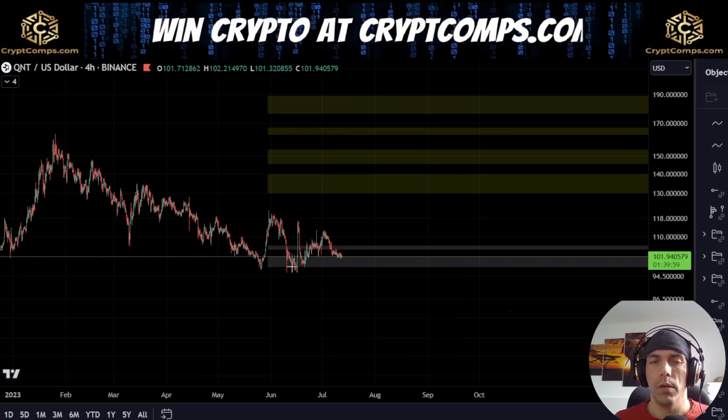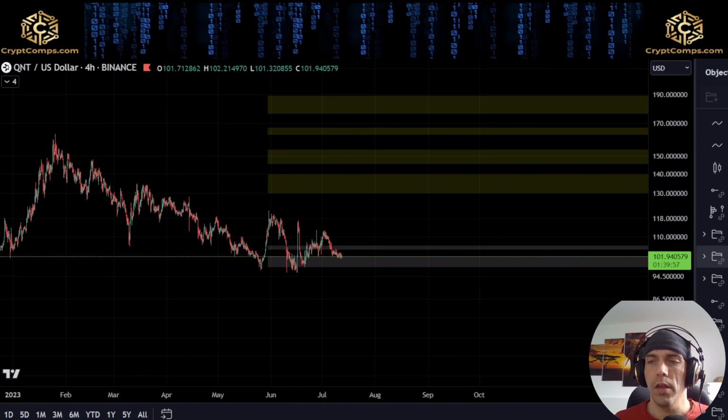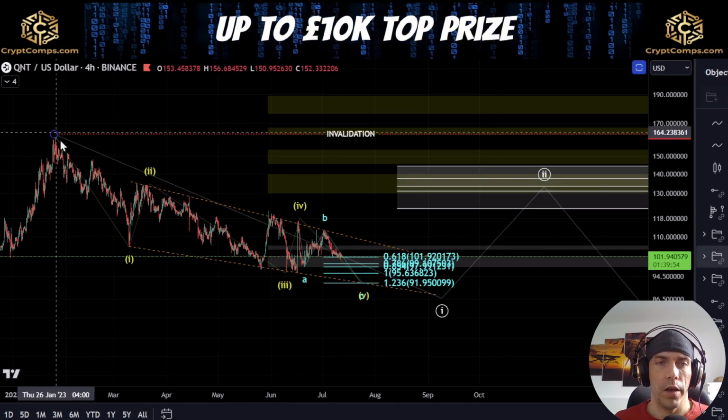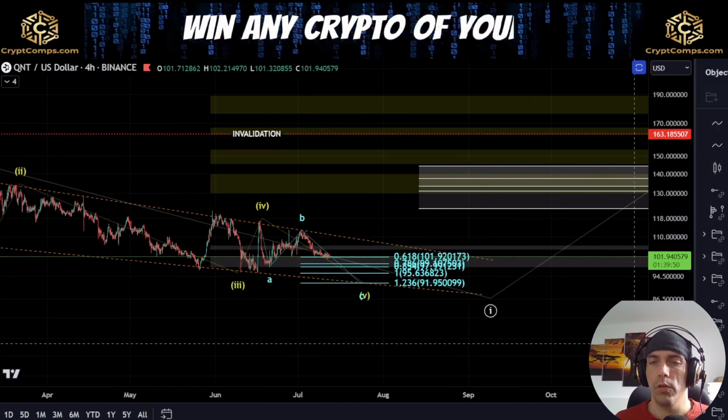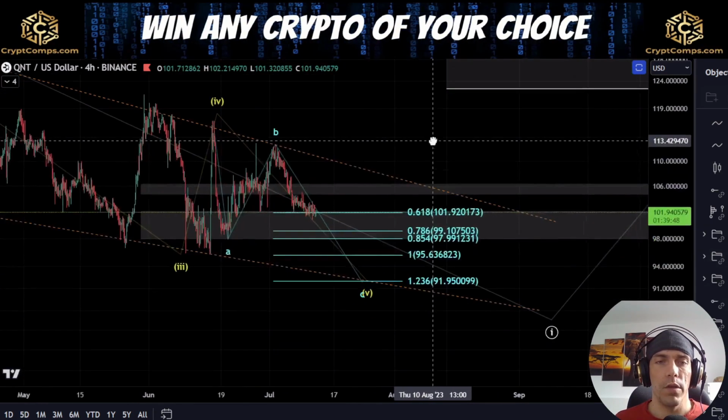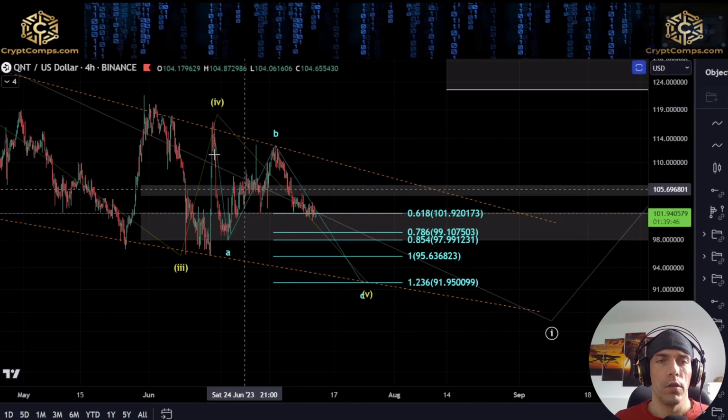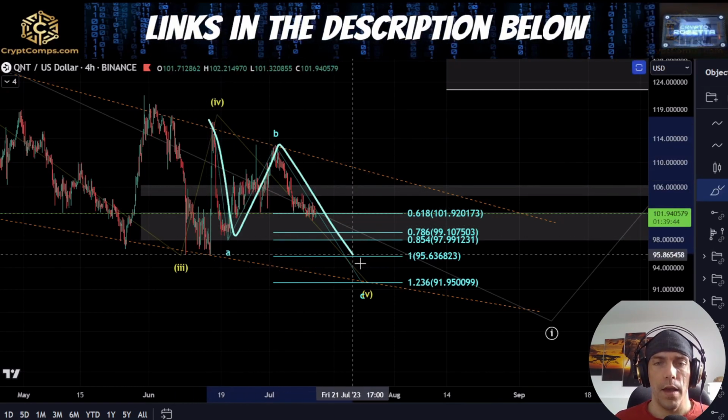Now, what we would be looking for within the C wave is that potentially what we could still have is this is a diagonal where this becomes 1, 2, all of this becomes 3, 4. And what we could still be looking for is an ABC pattern to the downside. So that would be looking at this as A, B, and C.